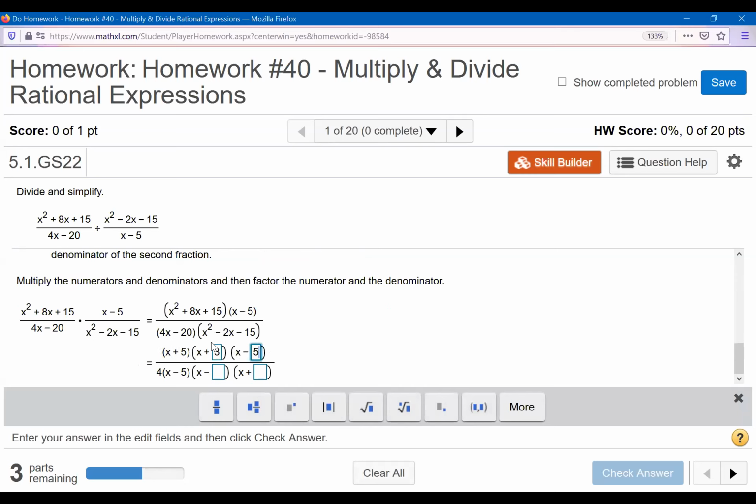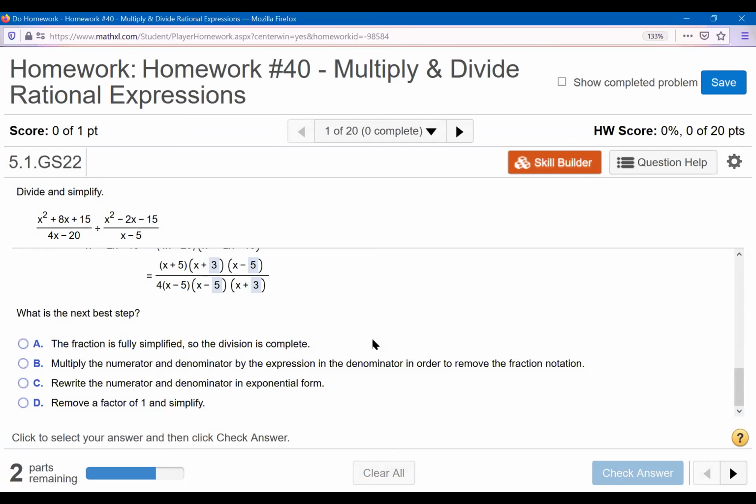x squared minus 2x minus 15. We need factors of negative 15 that add up to negative 2. That would be minus 5 and positive 3. All right, and now we get to cancel, I hope. Oh, what's the next best step?